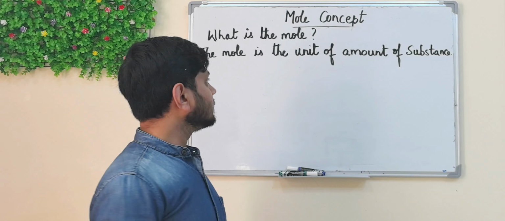This number, 6.02 into 10 to the power 23 particles, is given by a scientist called Amedeo Avogadro, and this number is called Avogadro's constant. Okay, kindly remember this number. 6.02 into 10 to the power 23 is called the Avogadro constant, and this one helps us to find out how many particles are present in each mole of any substance.